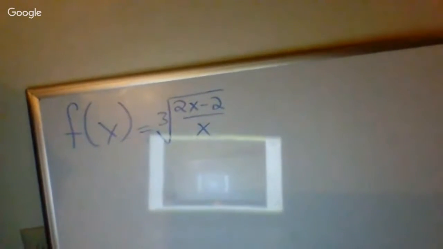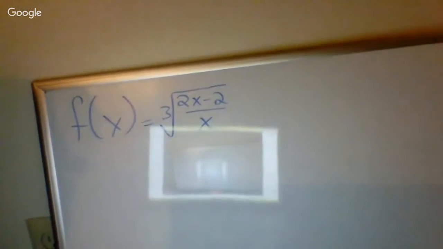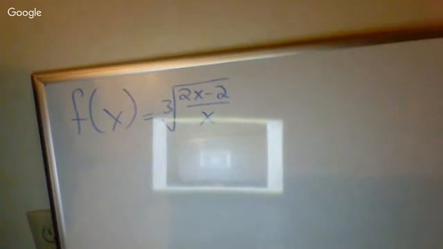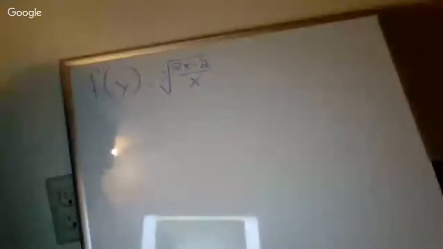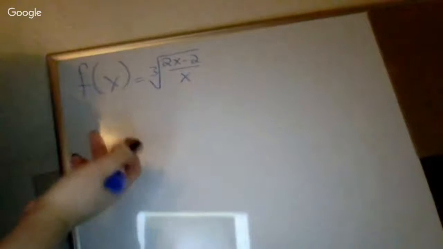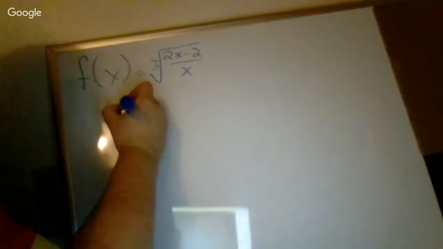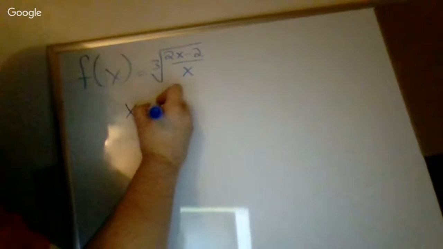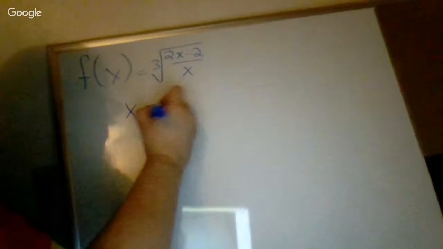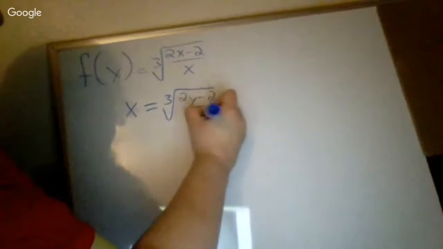So the original function, I know it's probably going to be backwards, but it's f of x equals the cube root of 2x minus 2 over x, and all of that is under the cube root. So first, since it's an inverse function, we're going to replace the x and the y. They're going to switch positions. So we're going to be solving for y. So that will give us x equals the cube root of 2y minus 2 over y.